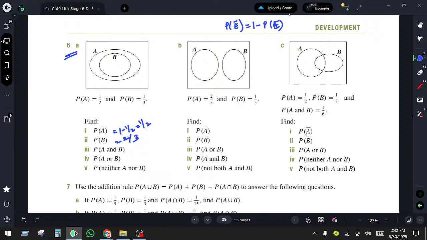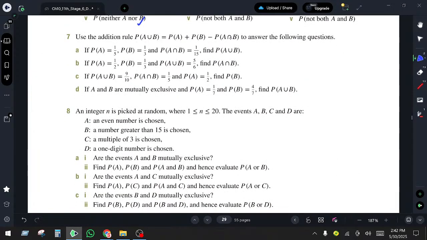And what is A intersection B? B is inside A. So when you take A intersection B, it is equal to B, because B is the smaller set inside A. So A intersection B will be B. So probability of A and B, you have to apply the formula. It is the verification of the addition rule, or you have to get the answers.